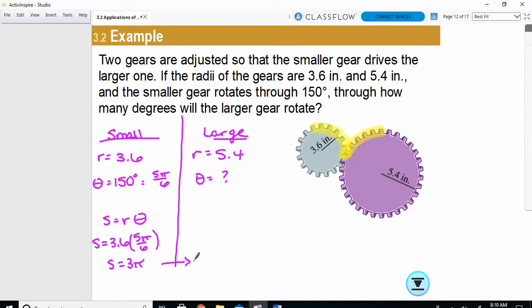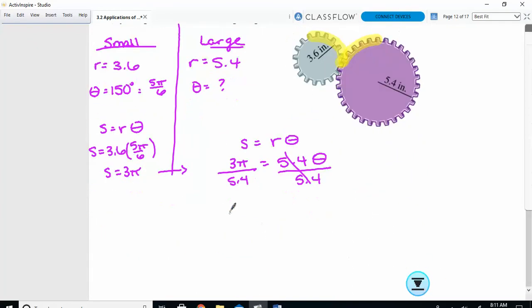But that's the same for both of them. So, in the large one, if we do S equals R theta, the S is 3 pi, the R is 5.4. So if I want to solve for theta, my theta is 5 pi over 9.